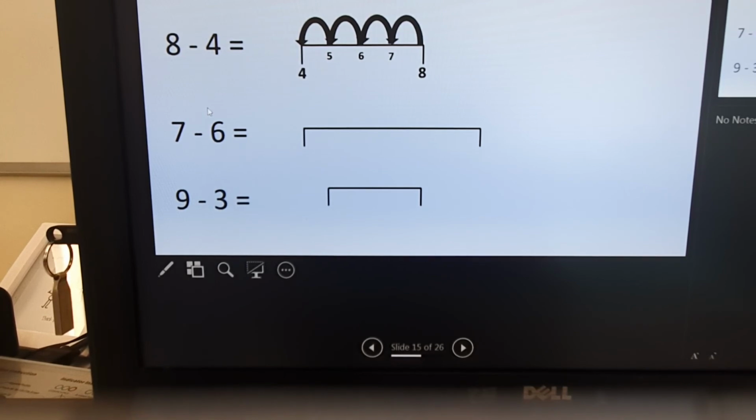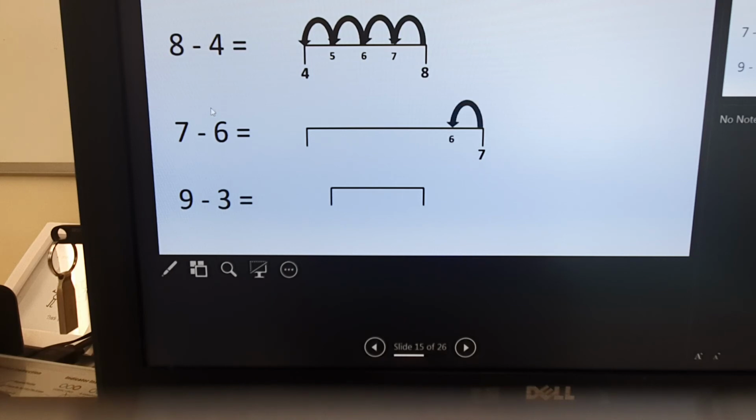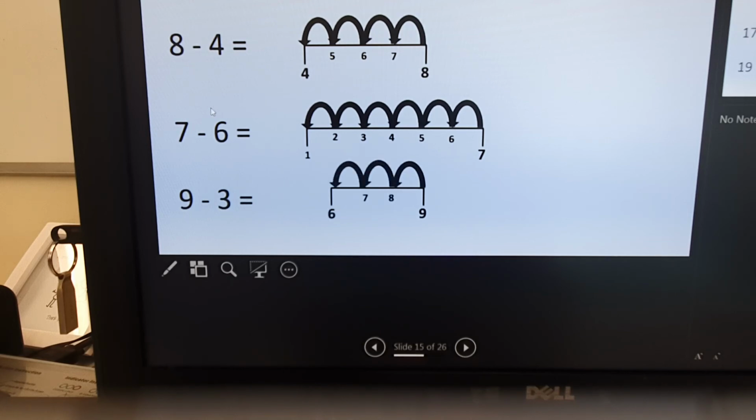Okay, so for the next one, 7 take away 6, you'd start with the 7 at that end. Now we know that most of you would be able to do that in your head. This is about practicing using the methods that we have taught you to be able to tackle any number problems that you come across. So 7 take away 6, we would jump back 1, 2, 3, 4, 5 and 6 to give us the answer of 1. And with our 9 take away 3, we'd start at the 9 and we'd take away 1, 2 and 3 to give us the answer 6.